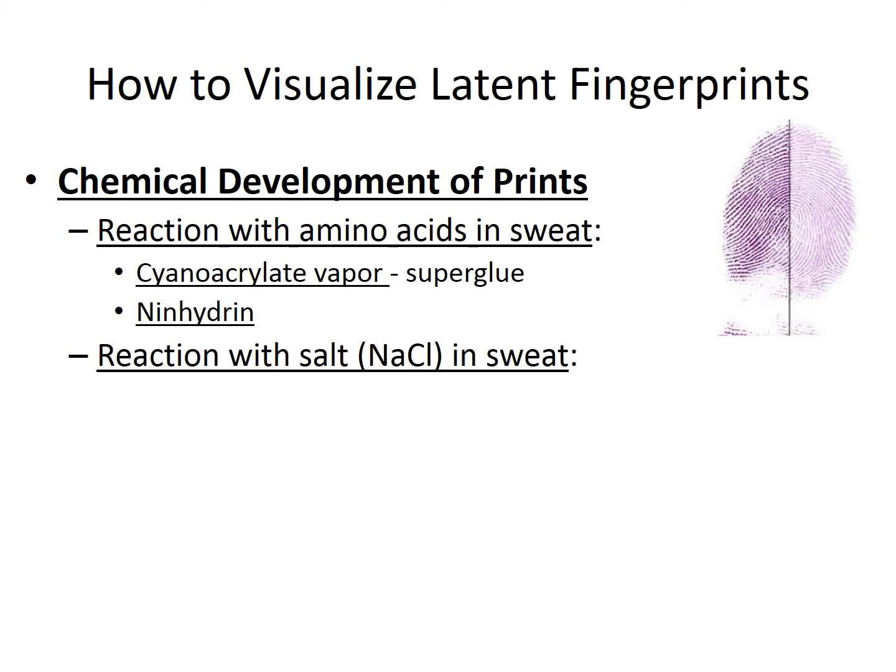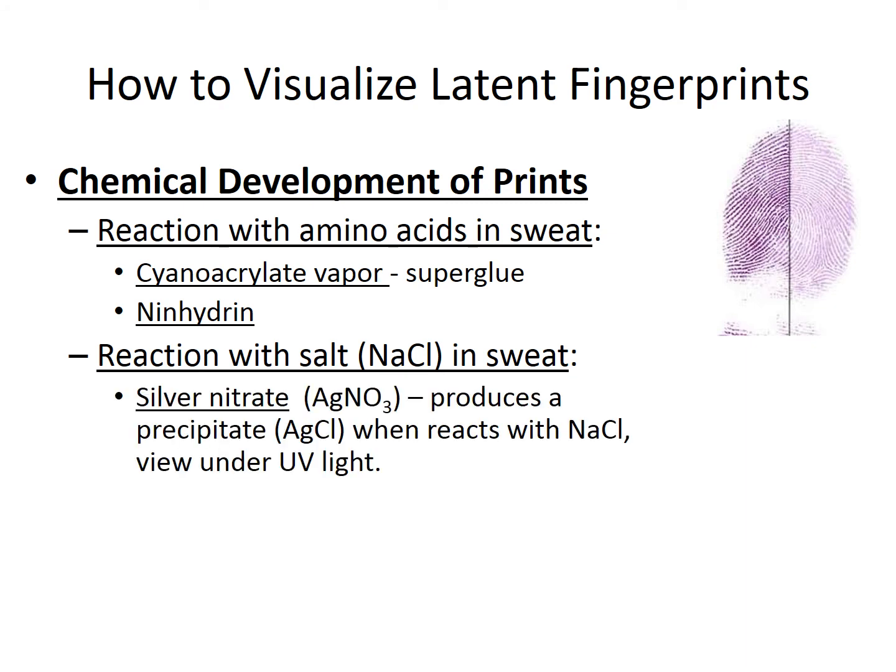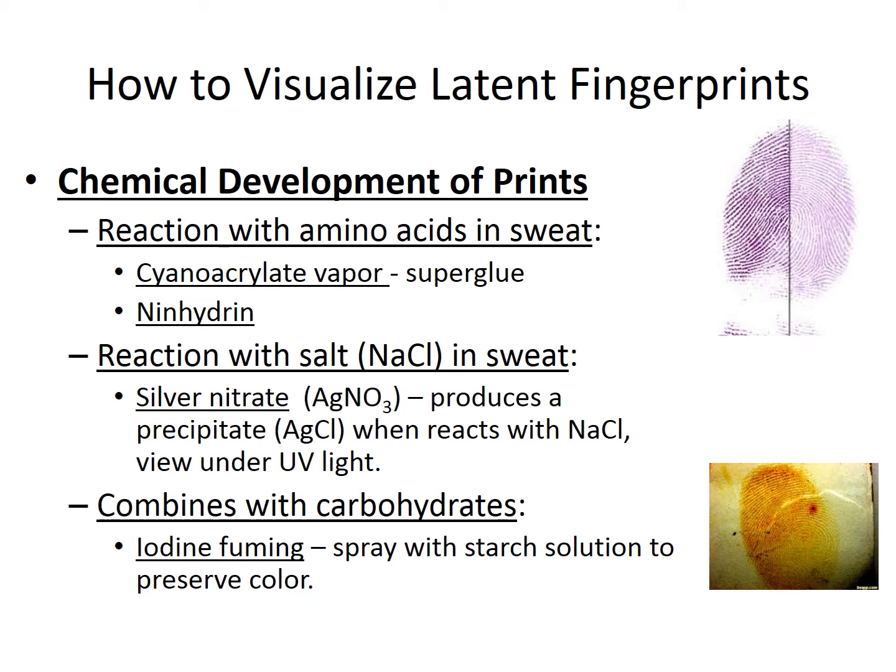We can also talk about reactions with the salt in your sweat. One of those they use is silver nitrate. We would not be doing silver nitrate in school because Wake County has taken away all our silver nitrate, and that happened fairly recently, like within the last 5 years. Silver nitrate will produce a precipitate, silver chloride, when it reacts with sodium chloride, and then you can view it under UV light.